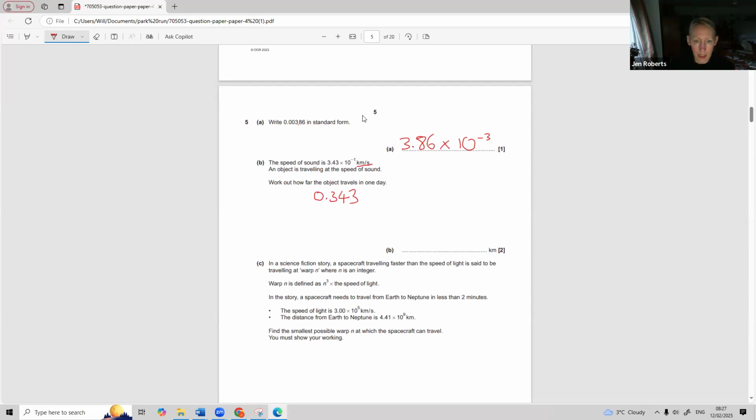Okay, so that's per second. I'm going to times it by 60 to get per minute, times it by 60 to get per hour, and then times it by 24 to get per day. And again, it's not asked us, so I'm going to give them an answer as it's a terminating decimal, 29,635.2.